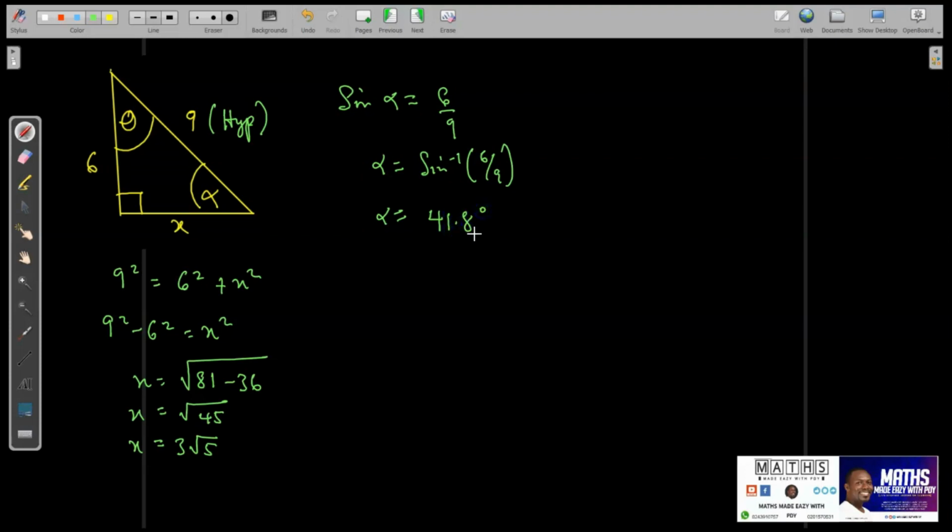41.8 degrees. I will advise you just to write it as that, don't round it. I wish you could have even written it to 4 decimal places, but for now, let us not do premature approximations. Then again, we move on to getting theta. In getting theta, what can we do to find the value of theta? Because that's what is left.